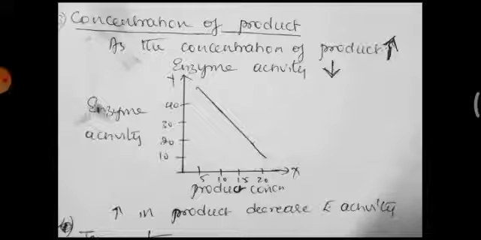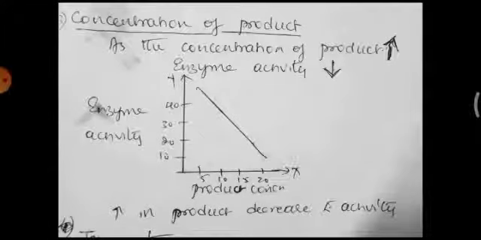You can see on the x-axis, product concentration written as 5, 10, 15 and 20, and the enzyme activity or velocity as 10, 20, 30, 40. As the concentration of product increases on the x-axis, the y-axis also shows an inverse proportion, that is, a decrease in the velocity of enzyme activity. If the product is not removed from the site of the enzyme activity and is kept as such, it is going to interfere with the enzyme activity and decrease it.